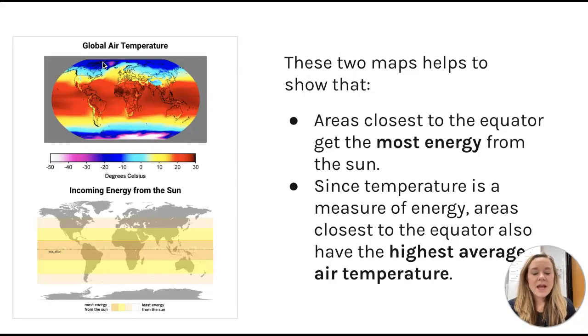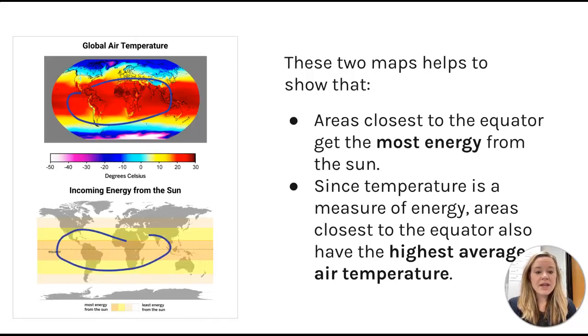So these two maps really help us understand temperature and energy and how we can talk about them together. So we could look at a map like this and we could say that the areas in the middle have the warmest temperature, and they have the most energy from the sun. The places at the top have the lowest temperature, right? Lowest temperature, and the least energy from the sun.